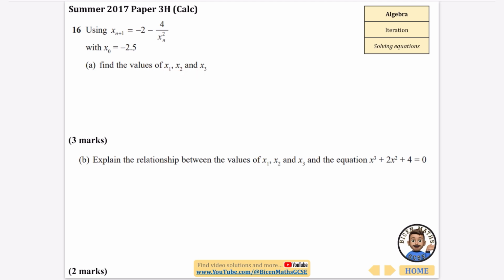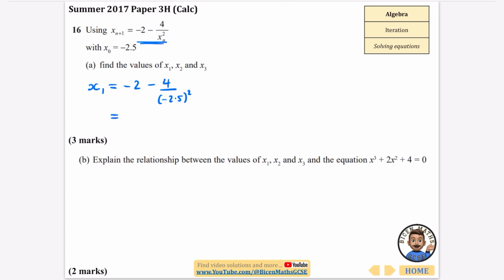Now, this formula, I'm not going to teach you exactly how this works. This is me just going straight in with a revision sort of practice. But the key thing to note is to find the next one, n plus 1, you have to use the previous one, which is why they've told us what x naught is. So to find out what x1 is equal to, you copy this formula out. It would be minus 2 minus 4 over x naught all squared, which is going to be minus 2.5 squared.